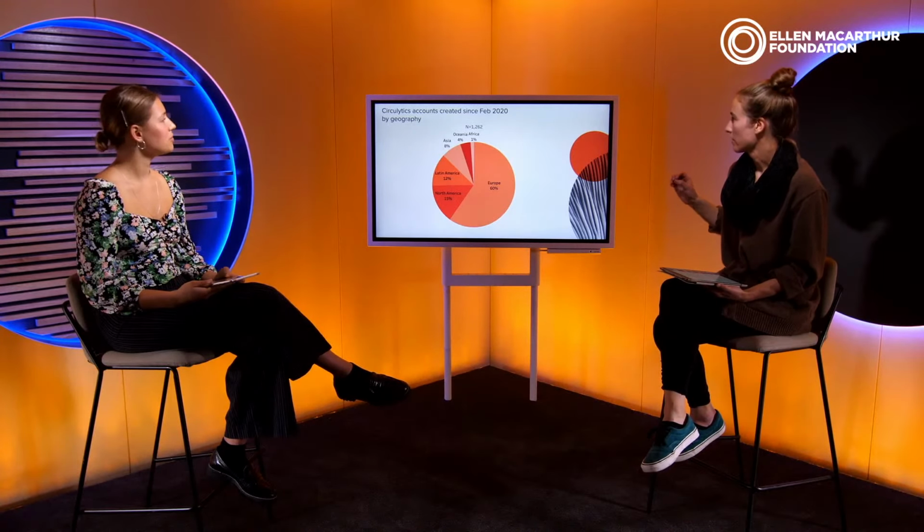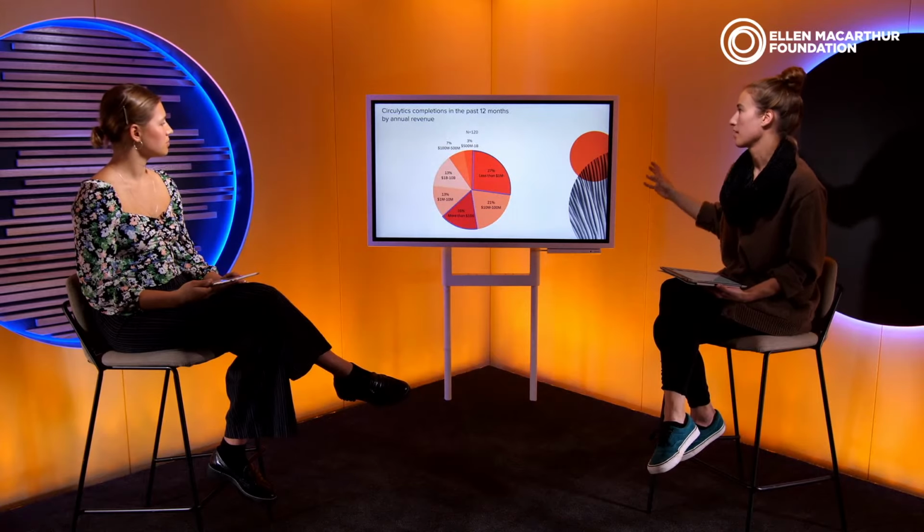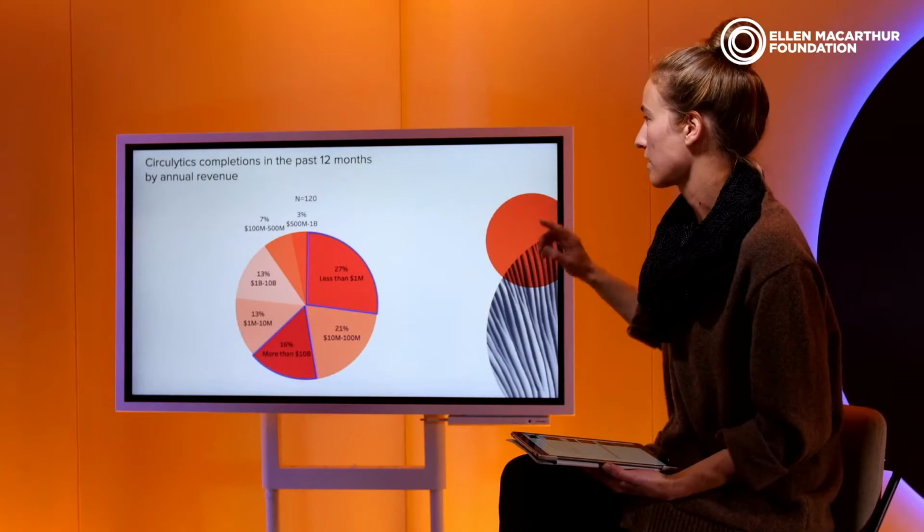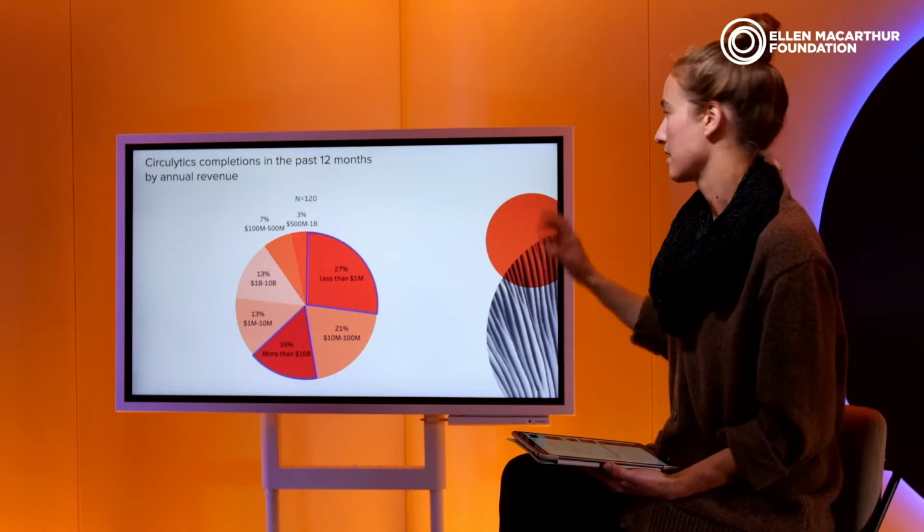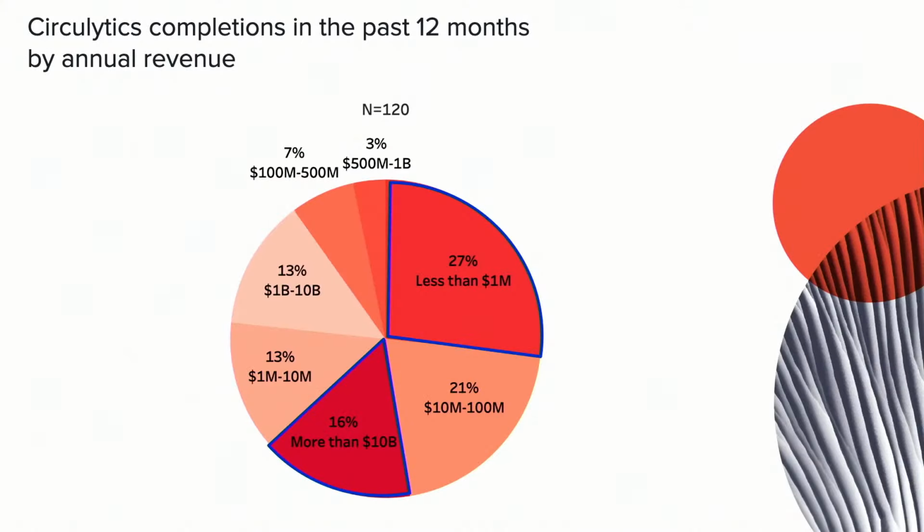Then we have a chart on the completions in the past 12 months. So whereas previously we looked at the number of accounts created, this is now the actual submissions that we saw come through in the last 12 months.